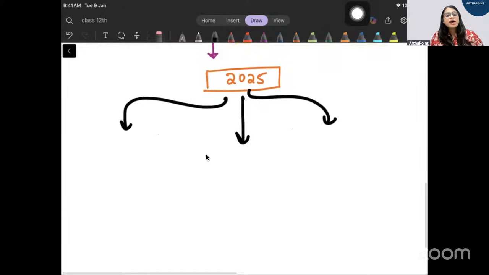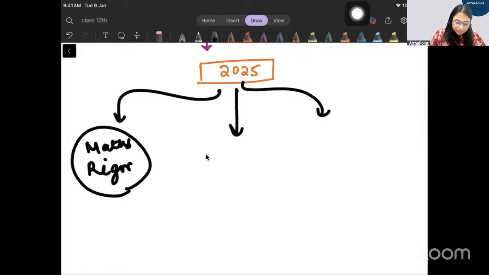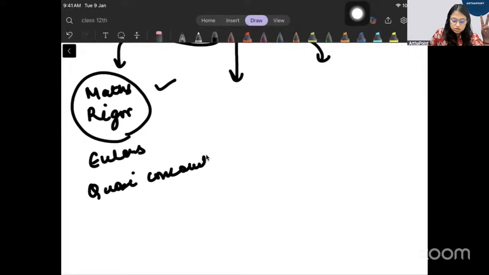First of all, we have understood that in the 2025 question paper, although maths के question कम हो सकते हैं, the mathematical part can be less, but the maths rigor is there. In the 2025 paper, they have used terms like Euler's theorem, quasi-concavity, quasi-convexity. Mane, they have used these terms.